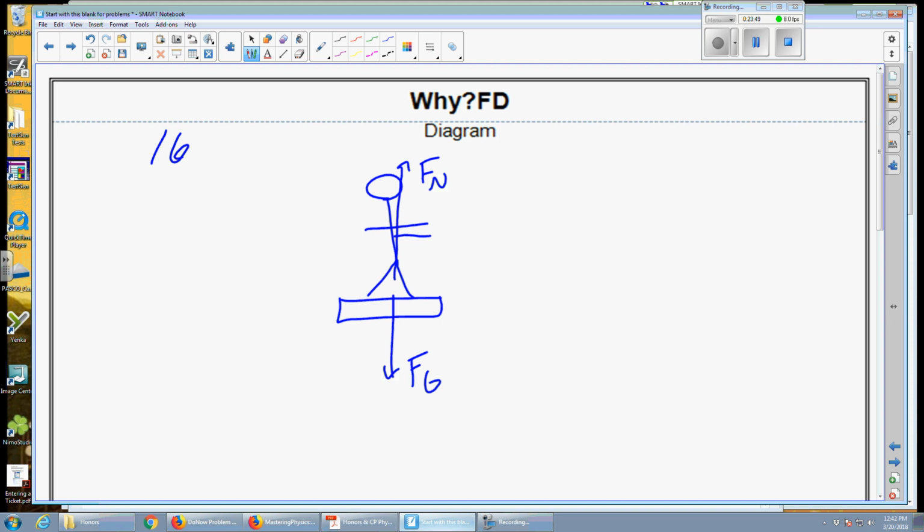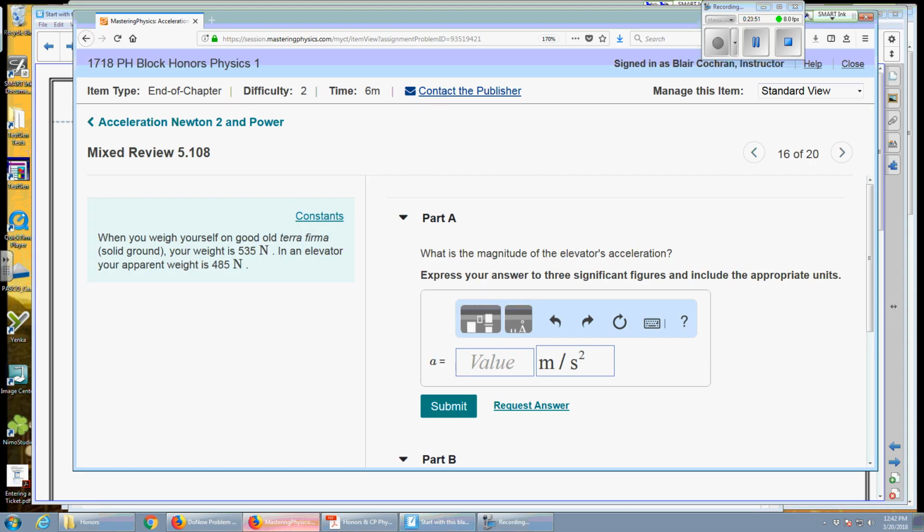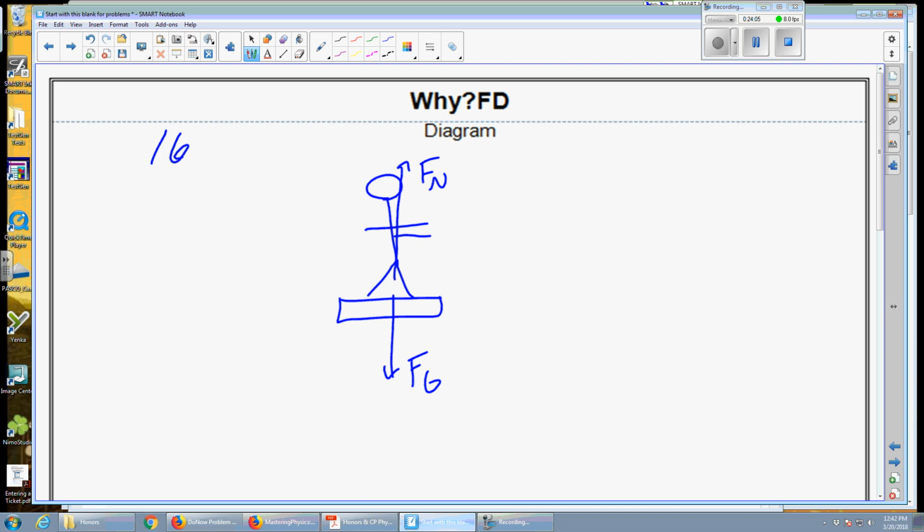No, look at the problem again. Let's look at the problem again. Your normal force is smaller. 400 is less than 500. Okay, you got that? So I should probably amend my drawing and make this one longer. So, if your weight is bigger than your normal force, which way is the net or total force going to be? Down. So which way does your acceleration have to be?